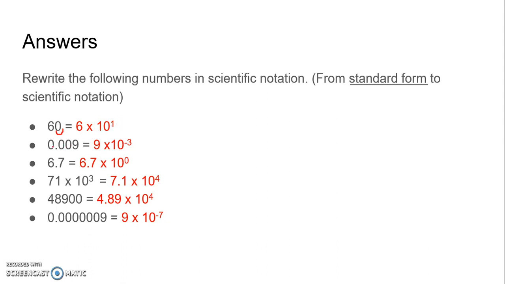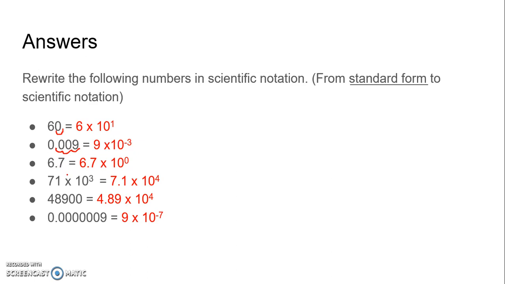Now the same thing with this number. So this number is actually less than 1, so the exponent has to be negative. And at the same time, you start with a 9. Okay, so you have 9, and then let's count. Let's say 1, 2, 3. So that would be 9 times 10 to negative 3.